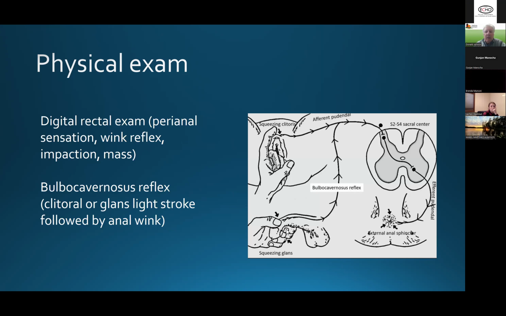And then alternatively, you can look at what's called the bulbocavernosus reflex, and that's where you either touch the clitoris or the glans of the penis, and you'll see the anal sphincter also create a wink. So there's two ways to elicit the response, and you can see in the picture here that there are two different pathways by which that occurs.